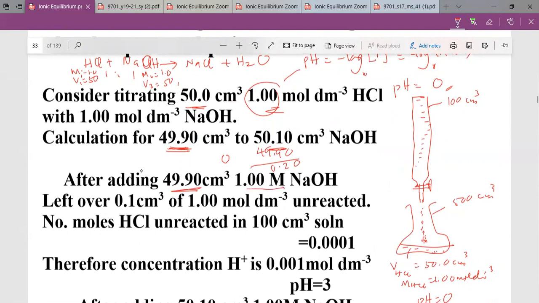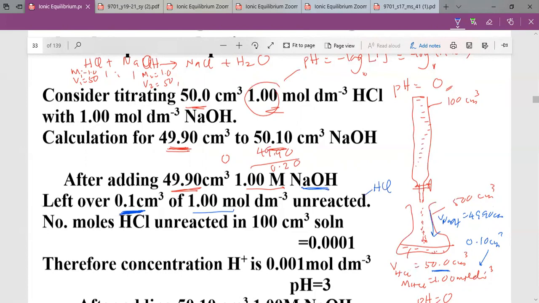Of course we add inside here. The volume of NaOH, I put in blue color so that you can easily distinguish, is equal to 49.9 cm cube. Who is in excess? Of course, the HCl is in excess. How much in excess? 0.1 cm cube. I'm trying to hurry because I want to finish quite a lot. Never mind. So I got an excess of 0.10 cm cube of your HCl, left over unreacted. After adding this 49.90 of NaOH to react with 49.90 of HCl, 0.1 cm cube of 1 molar unreacted HCl remains.